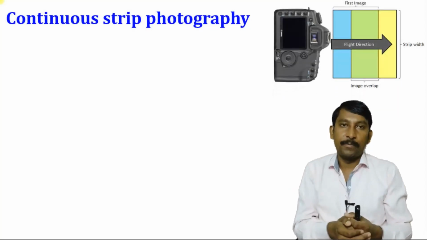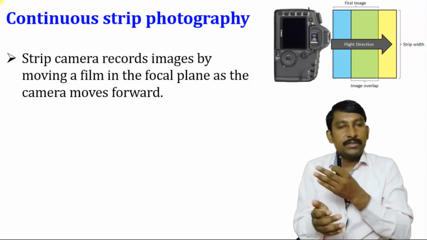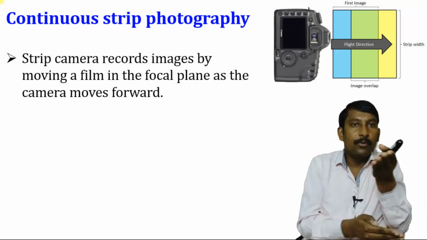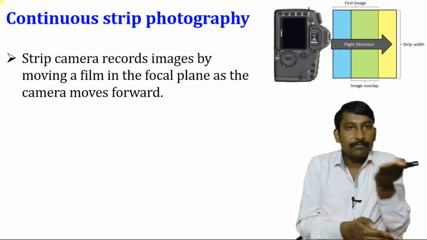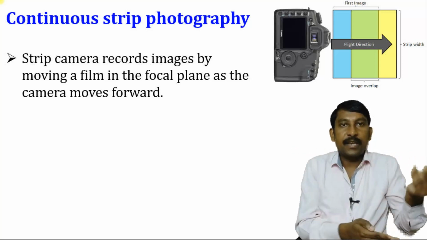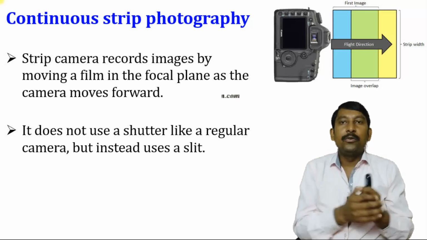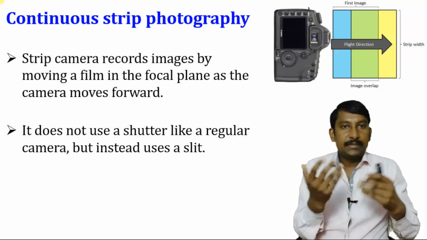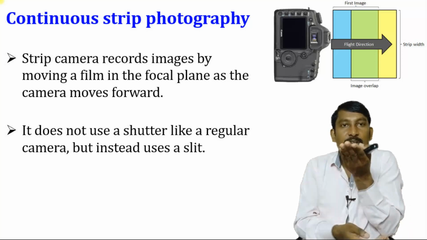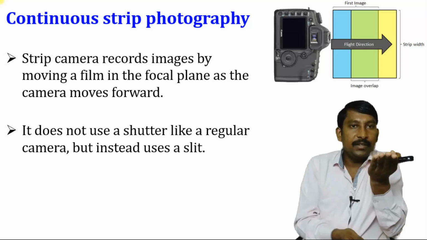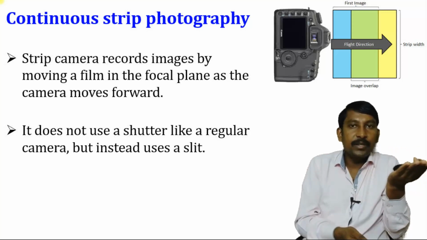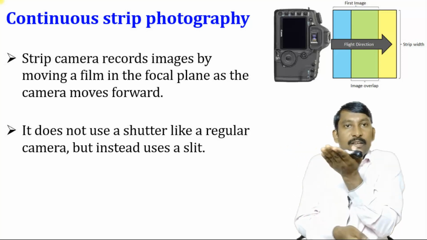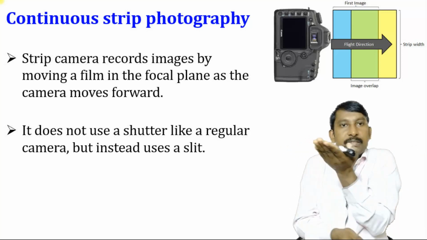Next, continuous strip photography. In continuous strip photography, the strip camera records the image by moving the film across the focal plane as the camera moves forward, like a scan. It does not use a shutter like a regular camera, but instead uses a slit. In a single camera, the shutter clicks in this position, then in this position, then in this position. But in strip photographs, they use a slit, and the slit continuously captures photographs like a scanning movement.